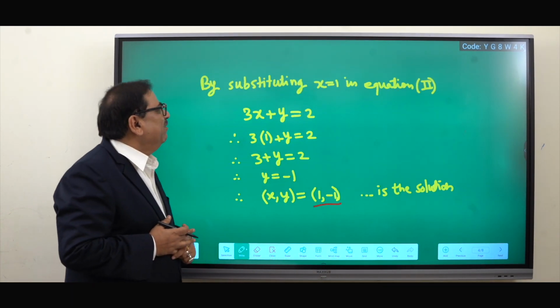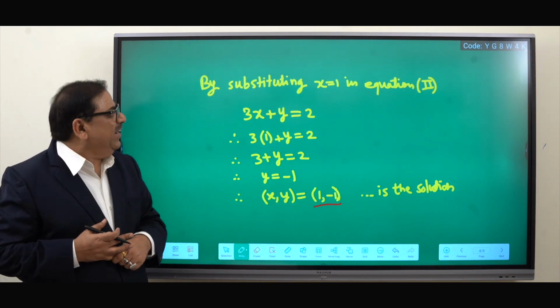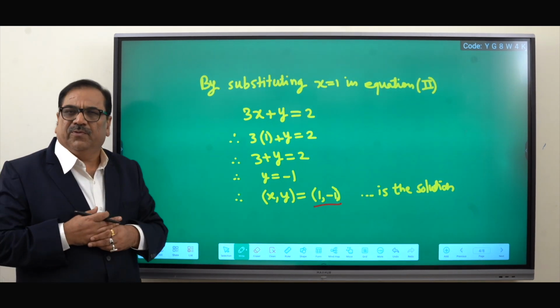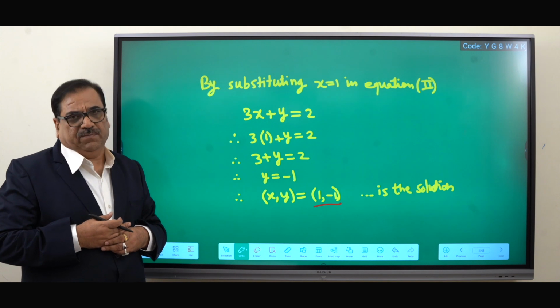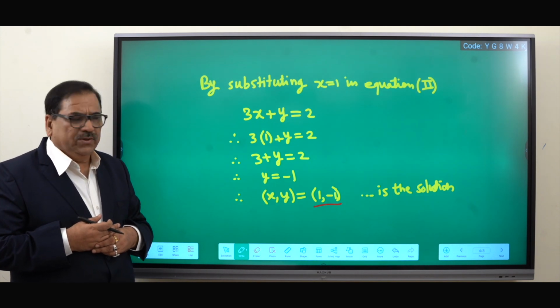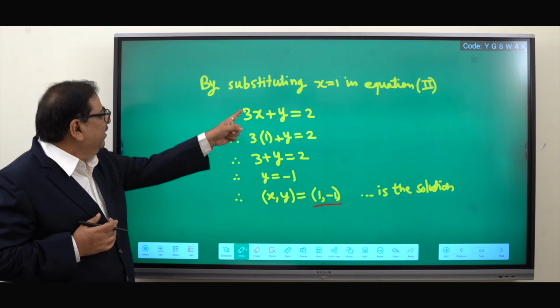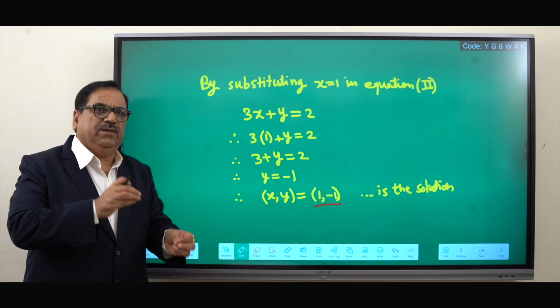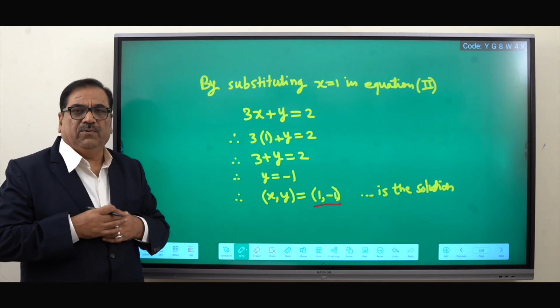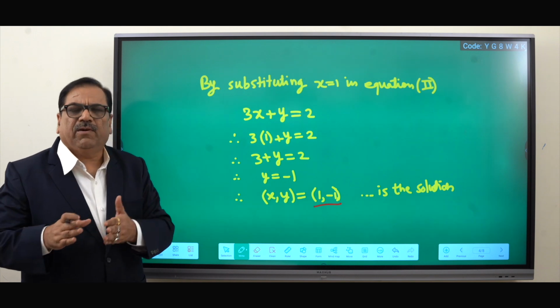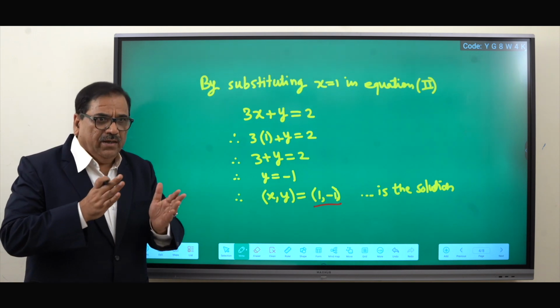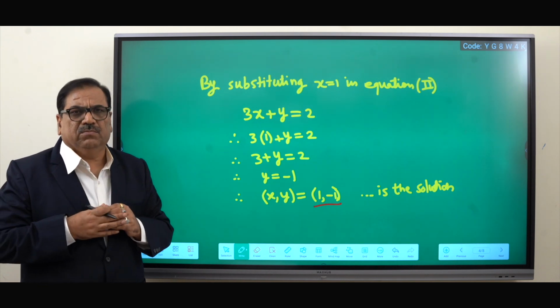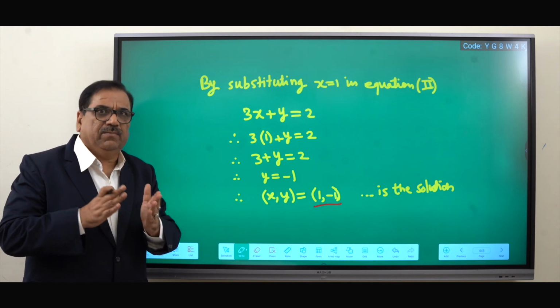substitute the value of x in equation 2. What is equation 2? 3x plus y is equal to 2. Substituting x is equal to 1. Remember, 3x means 3 multiplied by x. When we say xy, it is x multiplied by y. When we say ab, it is a multiplied by b. 3x, 3 multiplied by x.